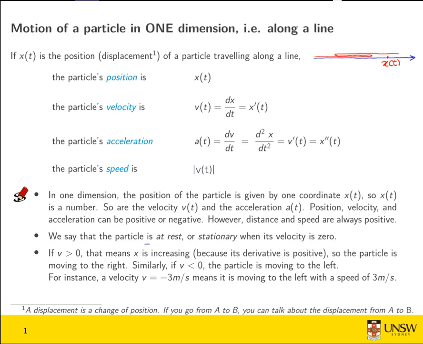One last word about vocabulary. We say that a particle is at rest or stationary when the velocity is 0. By the way, this is where the word stationary point comes from. These were the points where the derivative was equal to 0, and here the derivative of position is equal to 0.